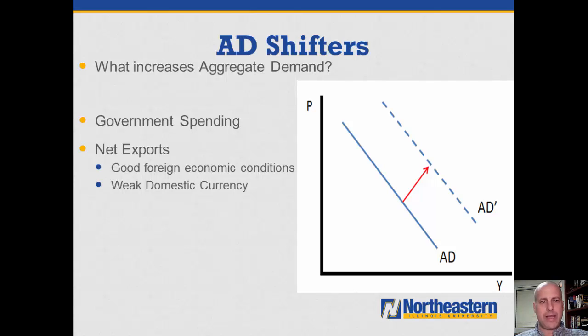And then net exports might increase for a couple of reasons. The first one is if foreign economies are strong, they might have more money to buy more of our goods, to buy more U.S. exports. And also a weak domestic currency, that is when the dollar is not worth very much, we can get an increase in aggregate demand here. Foreign consumers can purchase a lot of dollars through the exchange markets and increase aggregate demand here to buy more of our products.